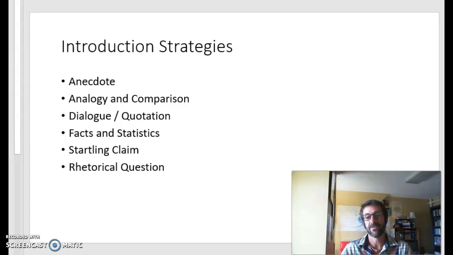Dialogue and quotation, this is a very common way that students start essays. It's a good way to start an essay. The one thing I would encourage is to discuss the quote. Don't just put the quote up there and not talk about it. Make sure the reader knows why you're using the quote and what you want them to take away from the quote.